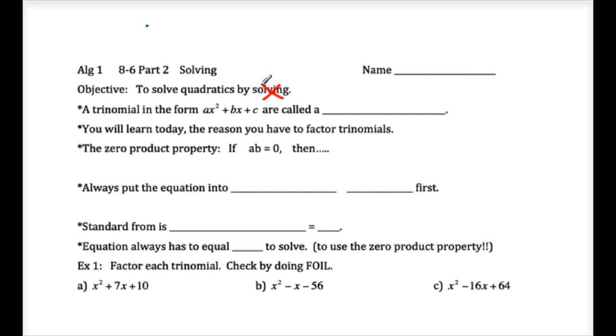Anybody know what word really goes there? Factor. Good. You guys are good. We're gonna solve quadratics by factoring, and this is the only way that you guys need to know how to solve quadratics for the placement test.